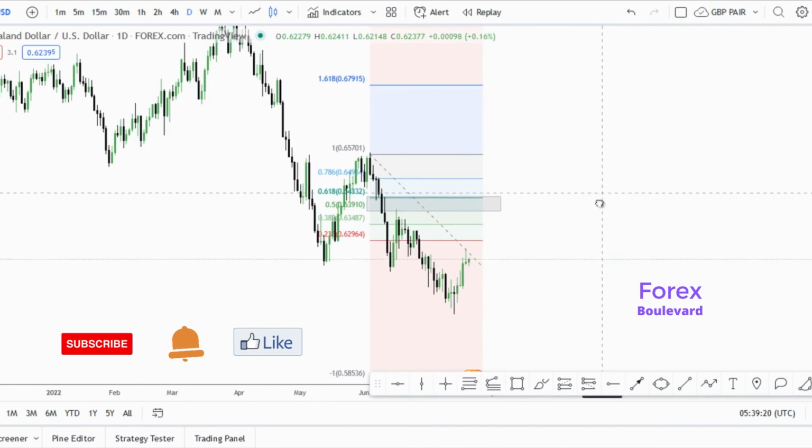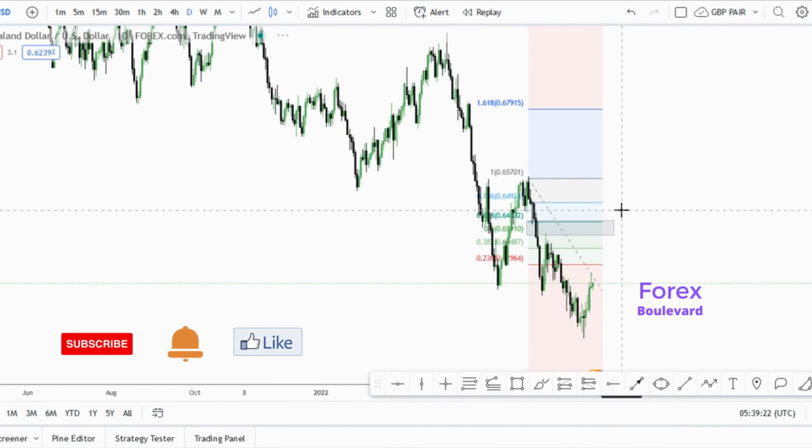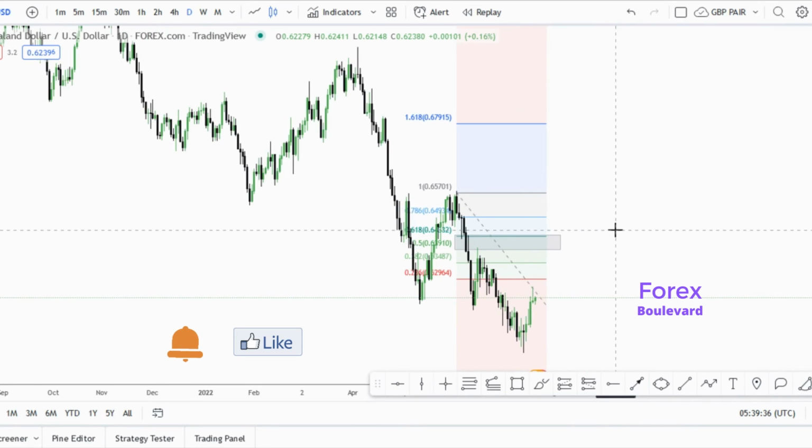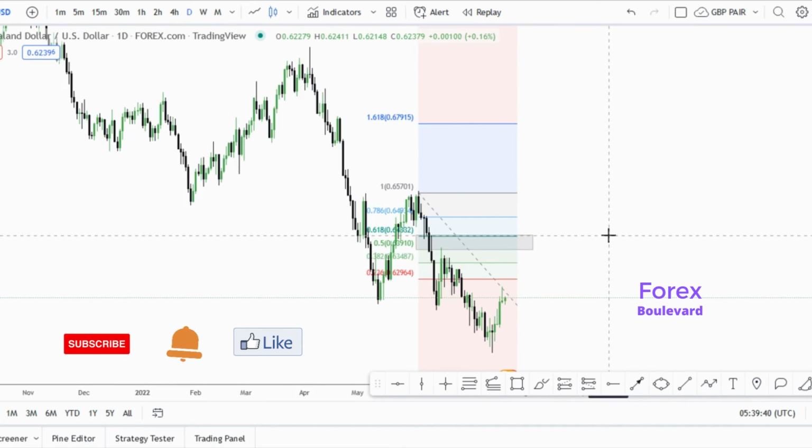Okay, and then there's a very important thing I need to mention about Fibonacci retracement. You only use this tool in trending markets. You don't want to use this tool in a ranging market. No, you are going to burn yourself, man. You are going to burn yourself. Use this tool in a trending market.